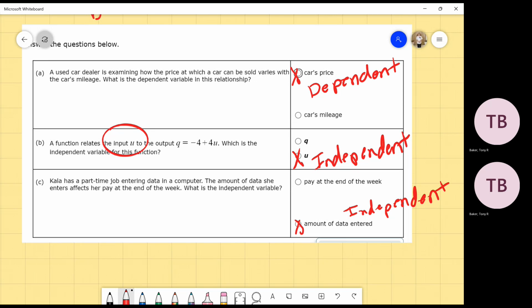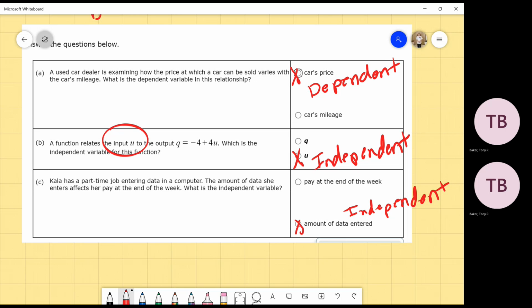So independent is what you start with. If you're going along the week entering data, and at the end of the week your boss says, how much data did you enter? Okay, here's your paycheck. That paycheck depended on how much work you did. A lot of times on this one, they'll say your pay depends on how many hours you work. That's typically what it is, unless you're a contractor, and then it depends on how much work you do. But normally it's how many hours you work.